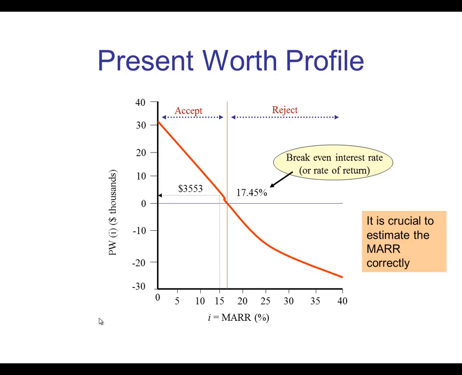We can also find the payback point through creating a graph representing interest versus present worth or present value. And as you can see in the graph, the break-even point interest here is 17.45%, and this is the minimum acceptable rate, which is MARR. So below this point you can accept, and above this point you can reject the projects.